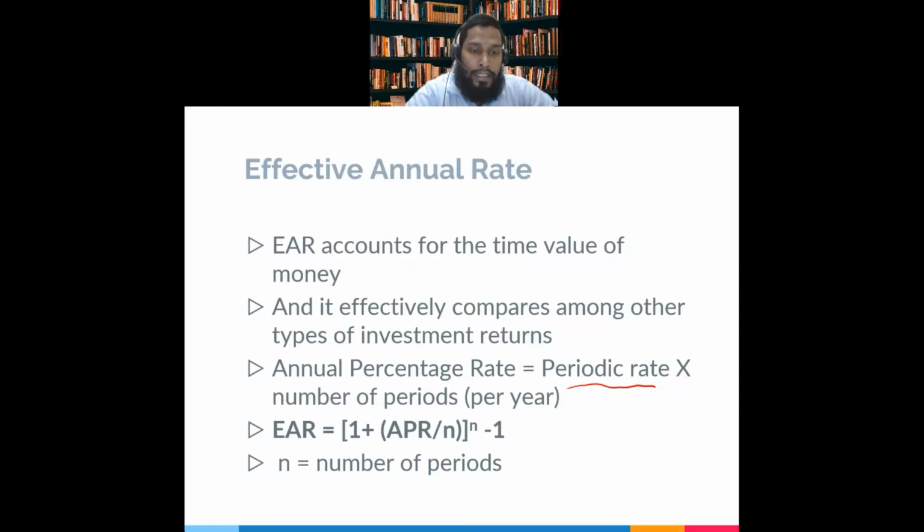So to get the effective annual rate, we follow this formula: 1 plus the APR, the annual percentage rate, divided by N, which means how many periods in that year, and then to the power N, minus 1. So again, N is the number of periods. Following this formula, we'll get the annual return considering the time value of money.